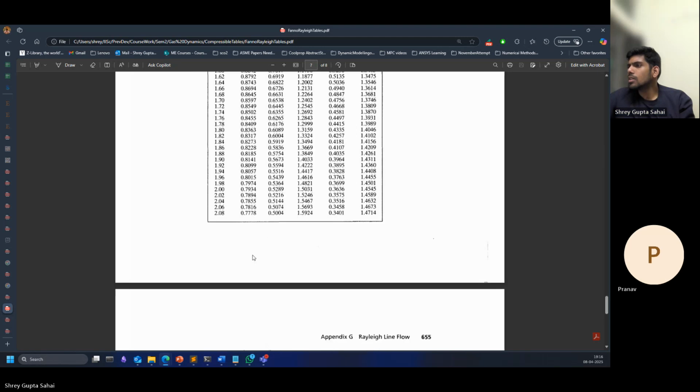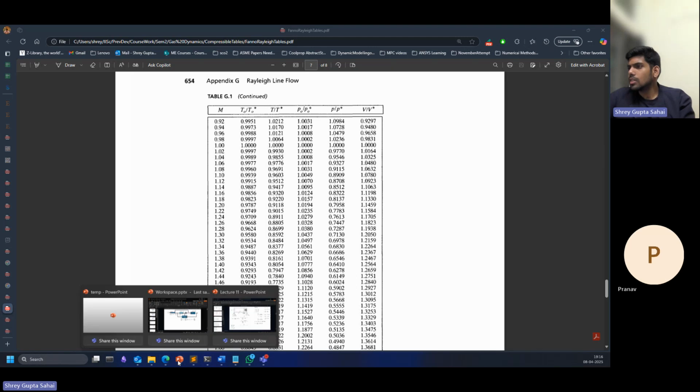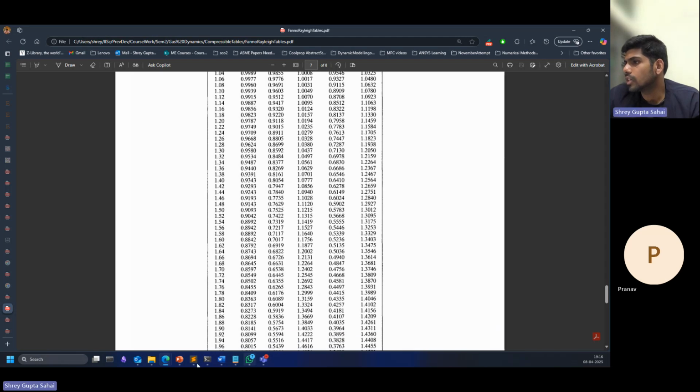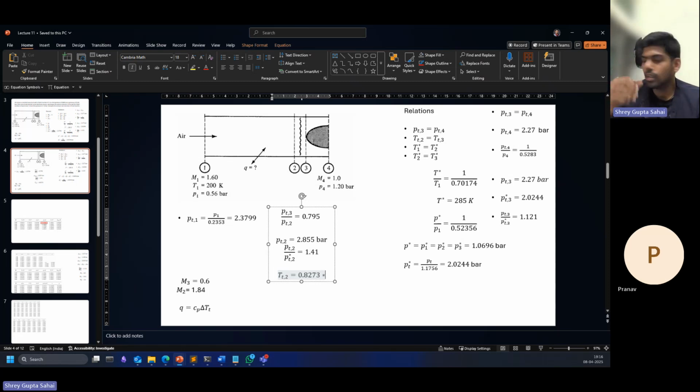0.8273, T naught by T naught star. So T total 2 will be equal to 0.8273 times 285, or rather, I haven't calculated T total star. We have to calculate T total star also. Let me do that.